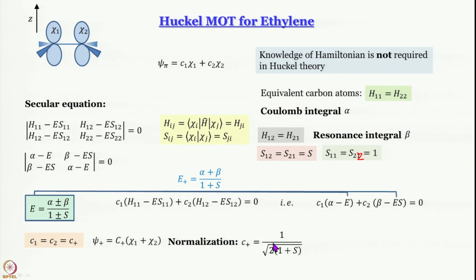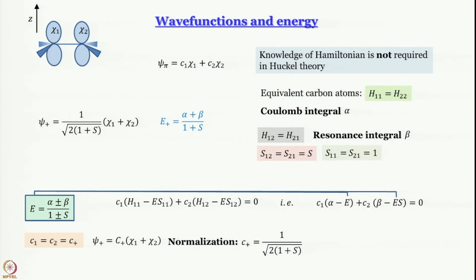Remember what you got for H2 plus, see the similarity: 1 divided by root over 2 into 1 plus S. So, we have got an expression of the wave function, we have got the corresponding energy. Of course, you have another value of energy where you have a minus sign between alpha and beta, and a minus sign between 1 and S. When you substitute that in this same equation, by the way there is another equation, you would get the same result if you substitute in that equation also.